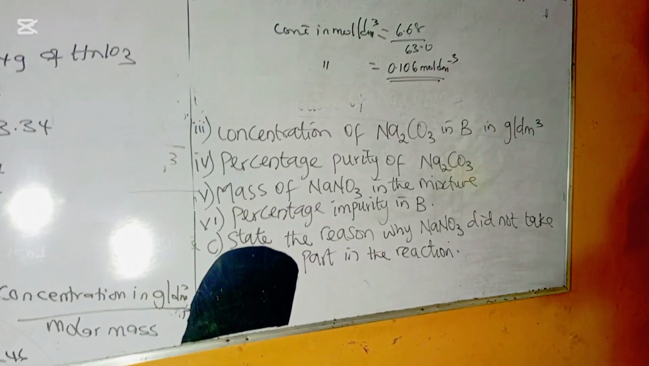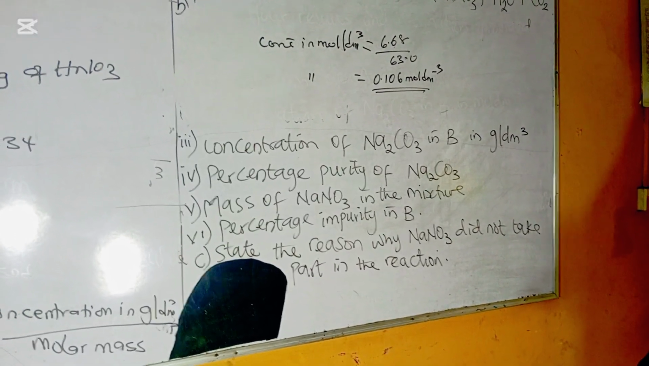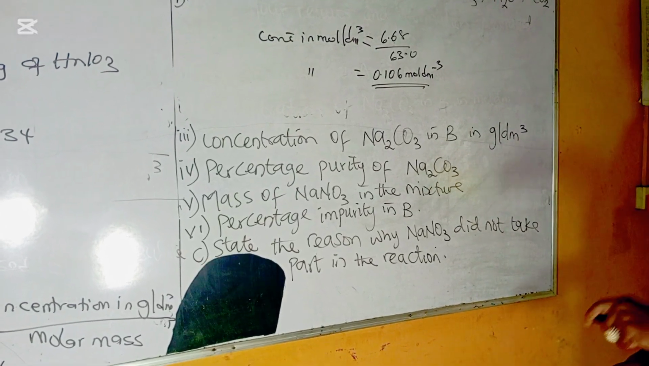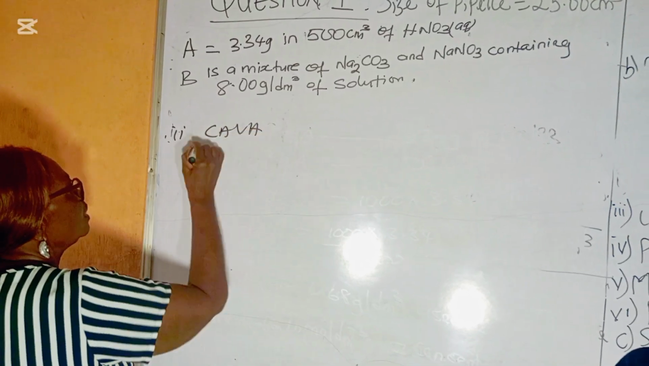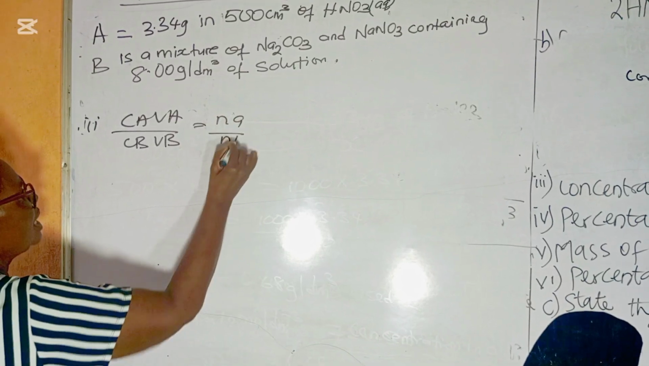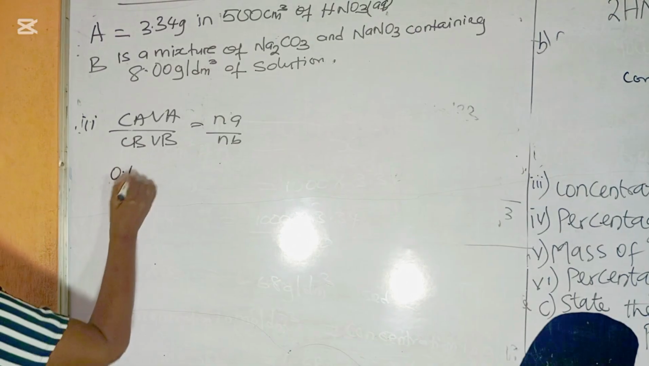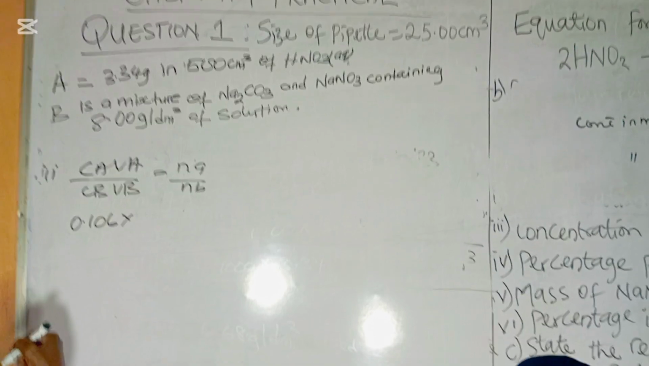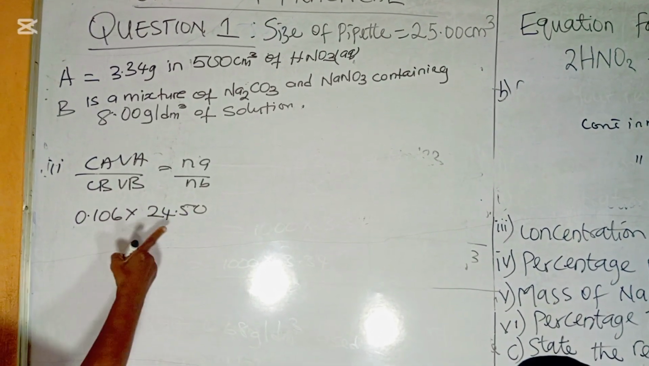Then you go to number what? Two. Number two says we are going to find the concentration of sodium trioxocarbonate(IV) in B in moles per what? Dm cube. CaVa over CbVb equals Na over Nb. You have gotten your Ca, so you are free to go. 0.106. Make sure you use your average titer. Your average titer for me is 24.50.